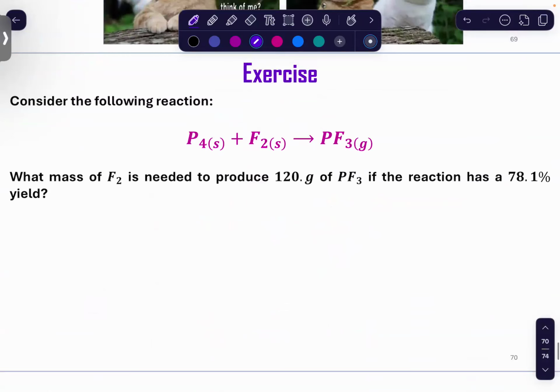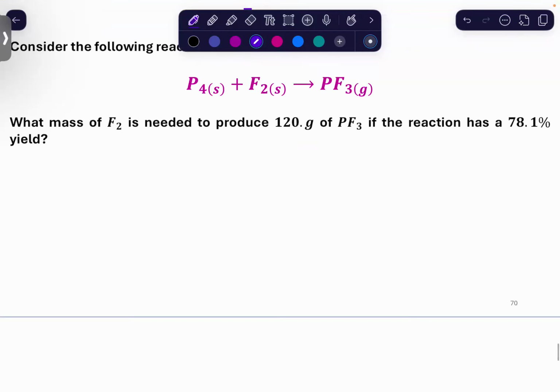Okay, so let's look at this. Here we have a reaction. Solid phosphorus mixes with solid fluorine to produce phosphorus trifluoride. Again, make sure you can name things. What mass of fluorine is needed to produce 120 grams of phosphorus trifluoride if the reaction only has a 78.1% yield? Okay, so we're being asked for that. Things that I know. 120 grams.